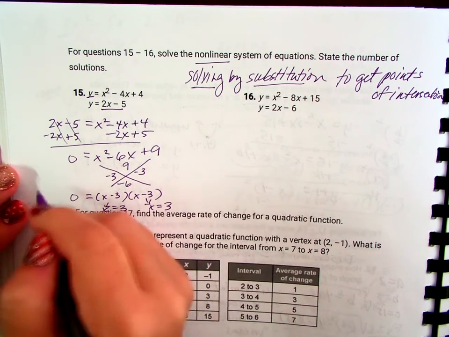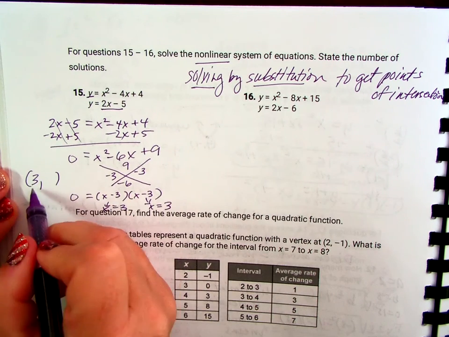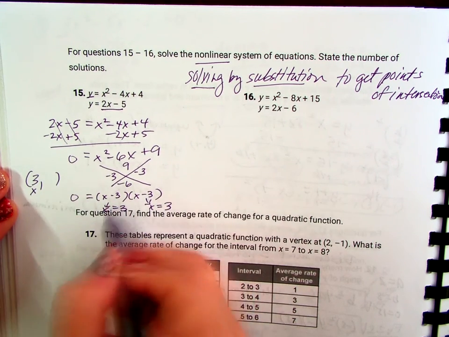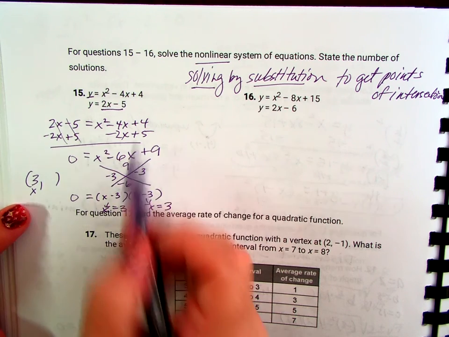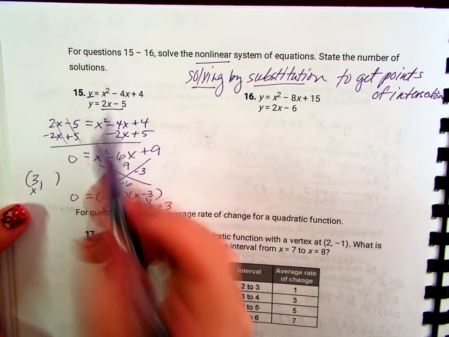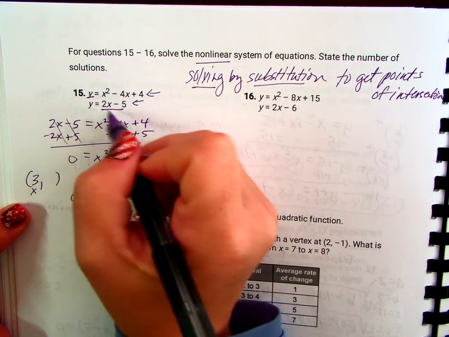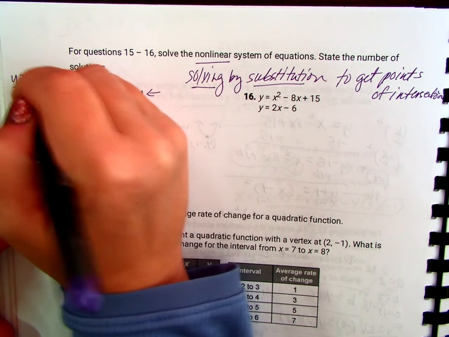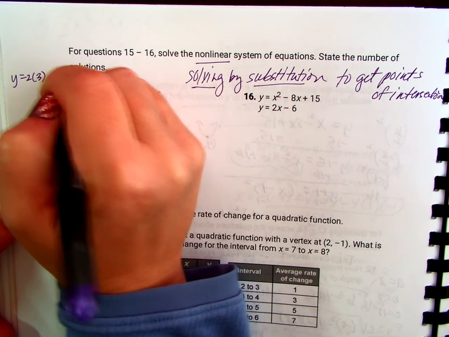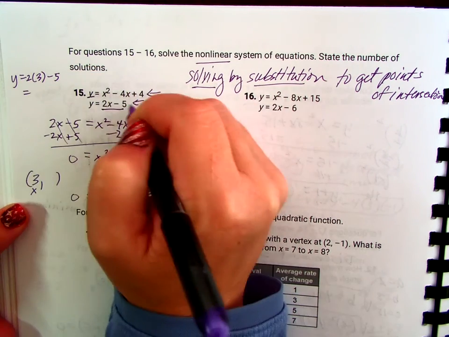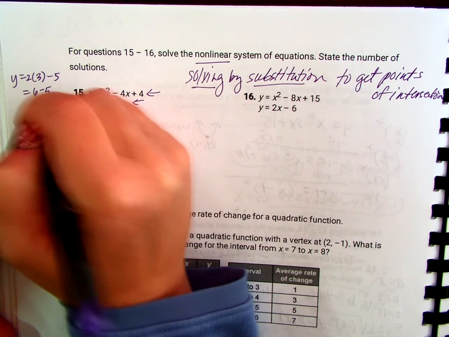So if x equals 3, that's my x value. I need a y value to go with this. So how can I get a y value? Going back up to the top and plugging in. I can plug into either equation. Which one looks easier? Definitely the linear. So plugging into the 2x minus 5, I get 6 minus 5, I get 1.